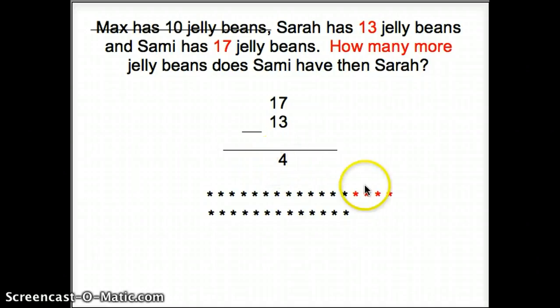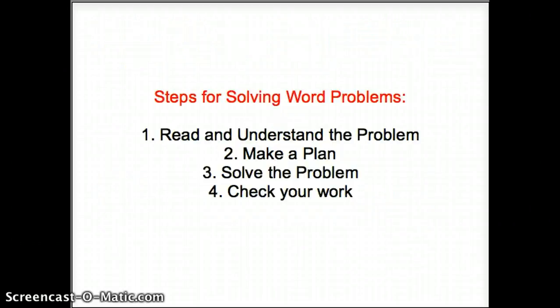So I have checked my work, and both strategies I used to solve the equation left me with the same answer. So to review our steps for solving word problems, step 1 is to read and understand the problem. Step 2 is to make a plan. Step 3 is to solve the problem. And step 4 is to check your work.